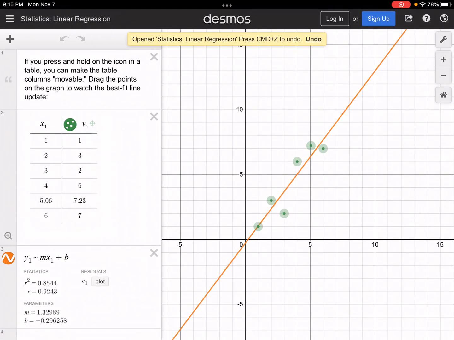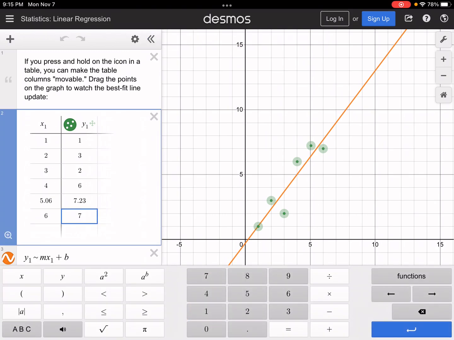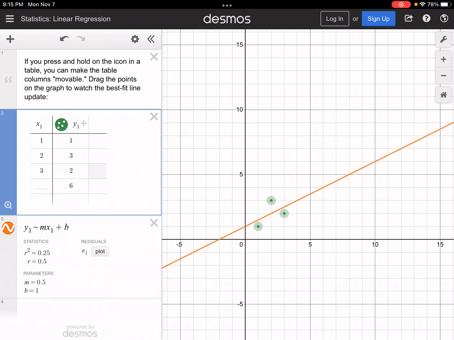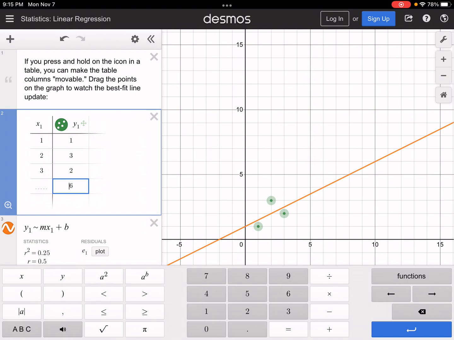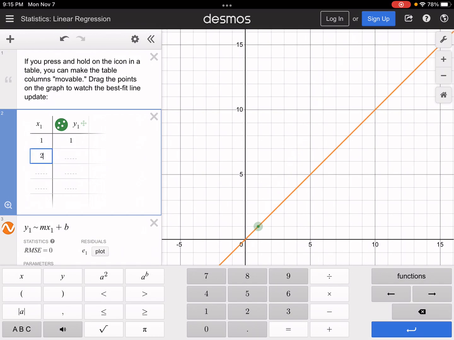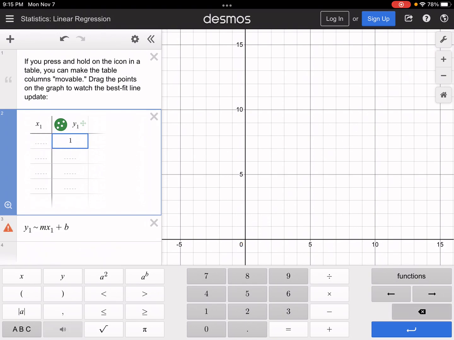Okay, and what they've done here is they've populated a sample, an example. We don't want any of this data. This is not our data. So I'm going to delete the table data. Just be careful, you don't want to delete the whole table, you just want to delete the data that's in there, so use your backspace. Now, instead of plotting this all by hand, I can just put in the X's and the Y's and let Desmos do it for me.